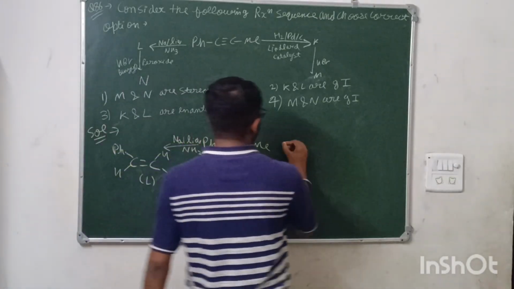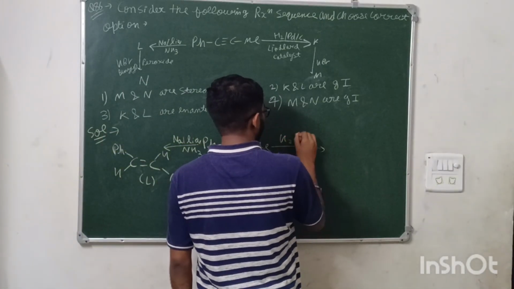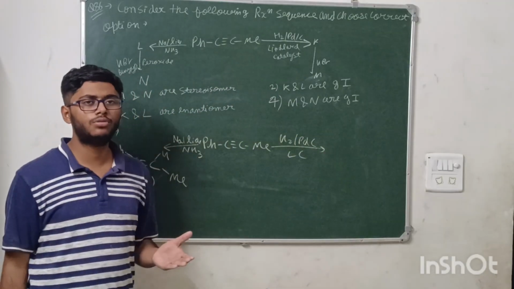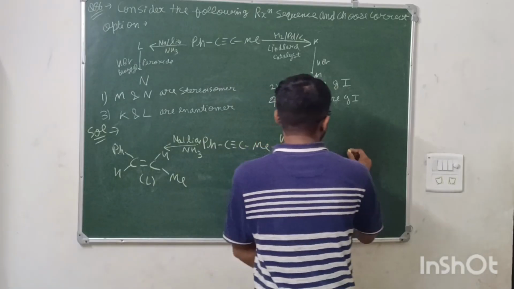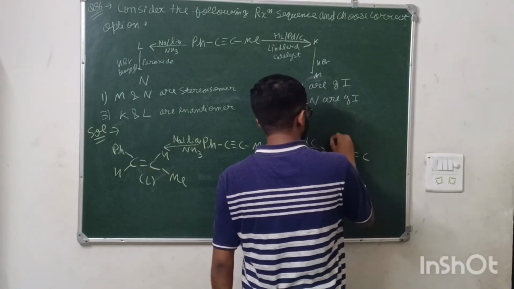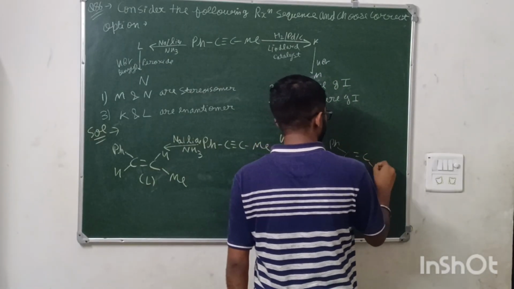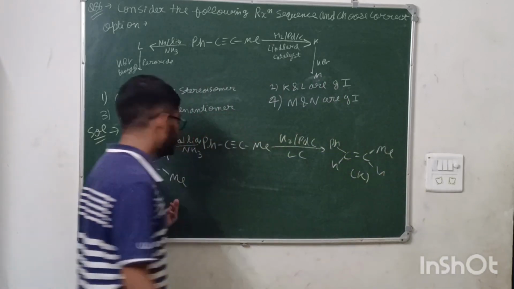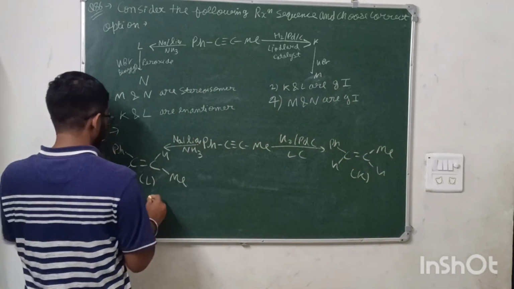Now you have to react the alkyne with H2, Pd/C, Lindlar catalyst. This does the same-side addition of the hydrogen, so it will be like this: Ph, hydrogen and methyl. This is the compound K. Now you react this compound with HBr, benzoyl peroxide.